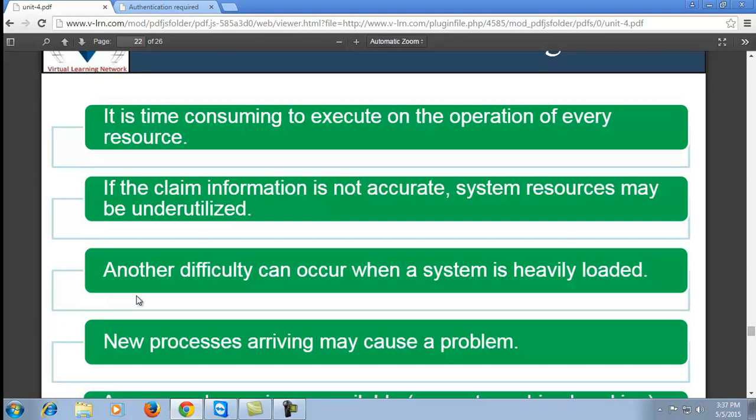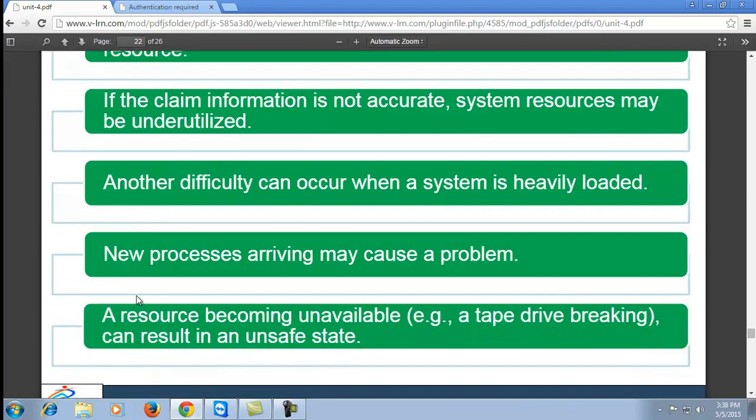Next, another difficulty can occur when a system is heavily loaded. When we allocate n number of resources to n number of processes, the system gets overloaded and cannot handle the computations related to allocation and release of resources by the processes. Next, new processes arriving may cause a problem. Whenever a new process enters the system, it generates issues related to allocation of resources, time, and the session required by that process to complete its task. Now the next is a resource becoming unavailable. For example, a tape drive breaking can result in an unsafe state.